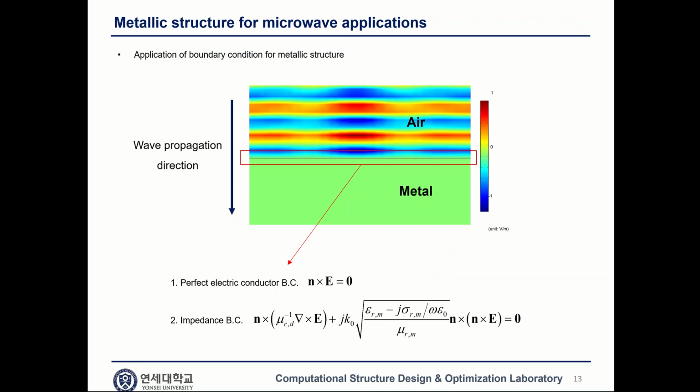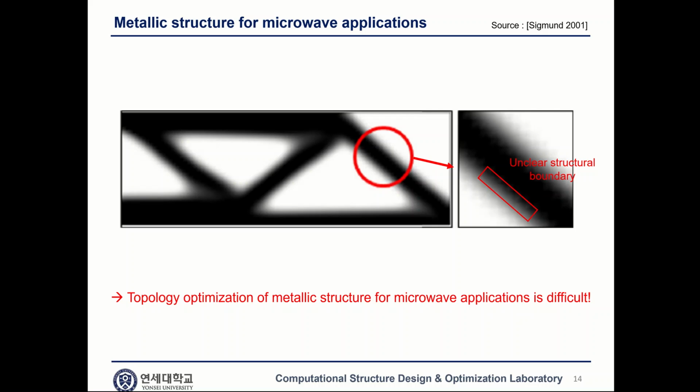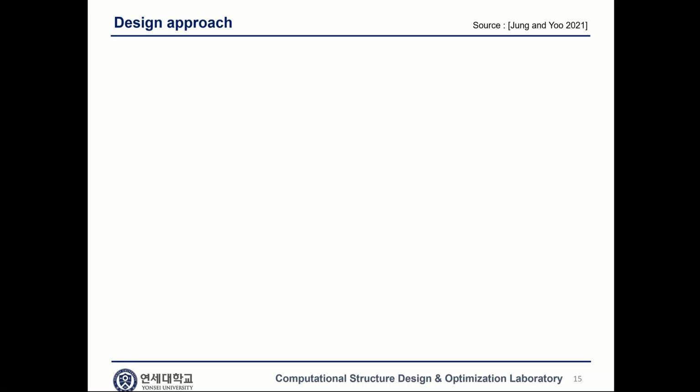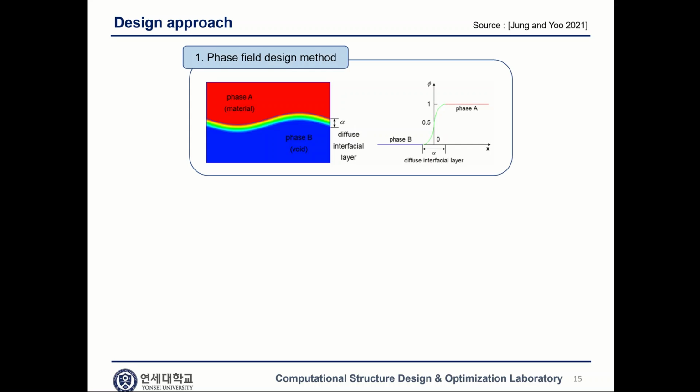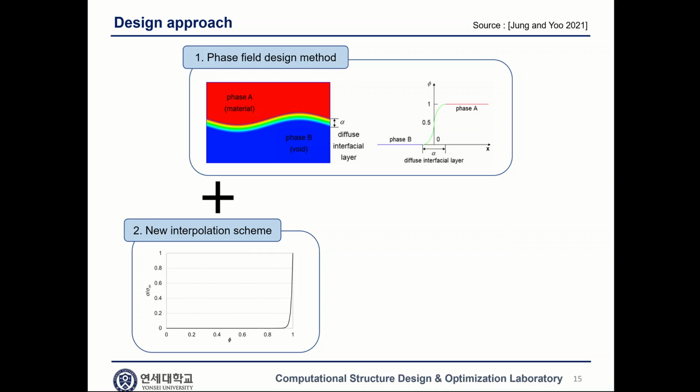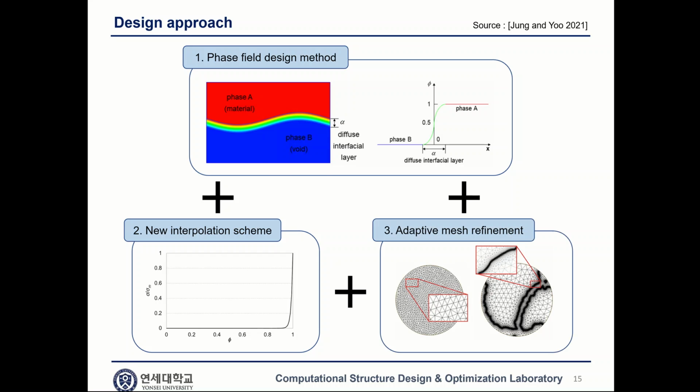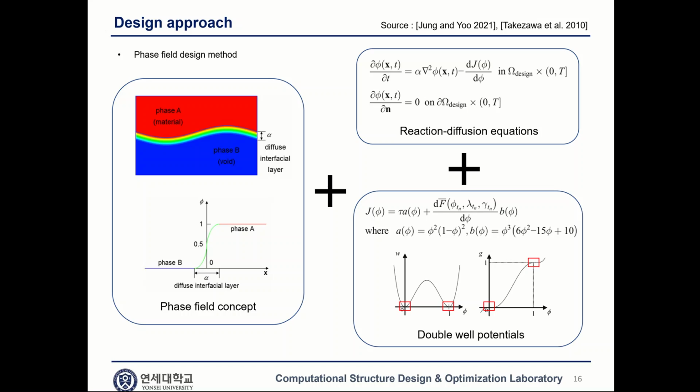Generally, the proper boundary conditions are applied in the form of a perfect electric conductor or impedance boundary condition. However, in topology optimization, the virtual materials are distributed along the structural boundary, so the boundary cannot be clearly determined. This is the reason why the topology optimization of metal structures for microwave applications is difficult. In the paper, the problem is resolved by combining three things: the phase field design method, a new interpolation scheme, and the adaptive mesh refinement. First thing is the phase field design method.